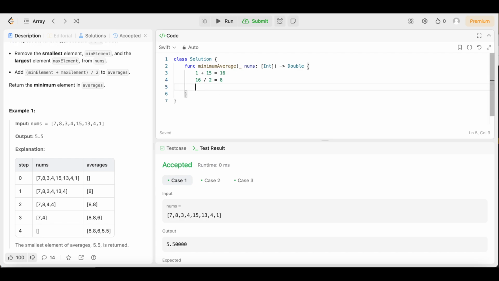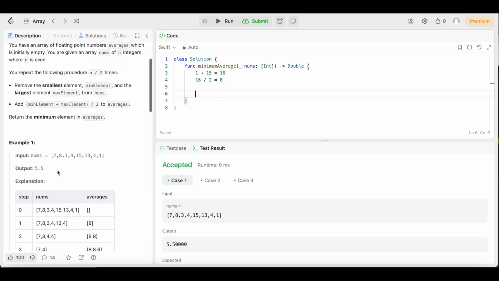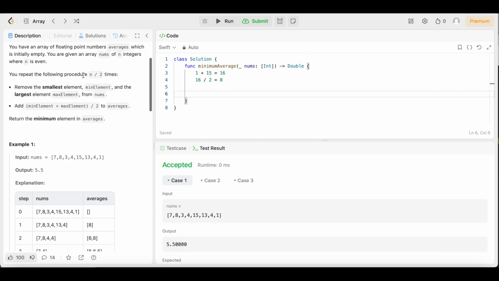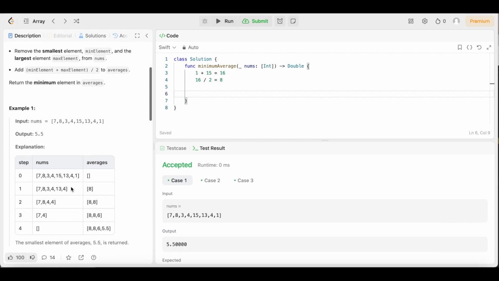Then we're going to come down here. Oh no, excuse me. We're still over here, y'all. So that's where that 8 comes from. Then we're going to come back to this nums array. We already removed the smallest and the greatest, but we're going to do it again. We're going to keep doing it, right? So we're going to repeat this procedure n divided by 2 times, meaning since n is 8, we're going to do this 4 times. That's why there's 4 steps right here. So then let's do it again, right? So we're going to take the 3 this time, and we're going to take the 13.